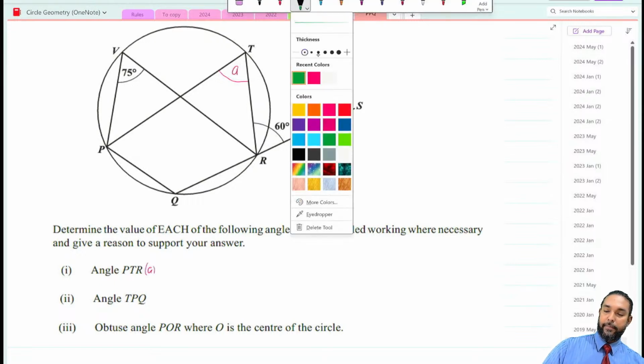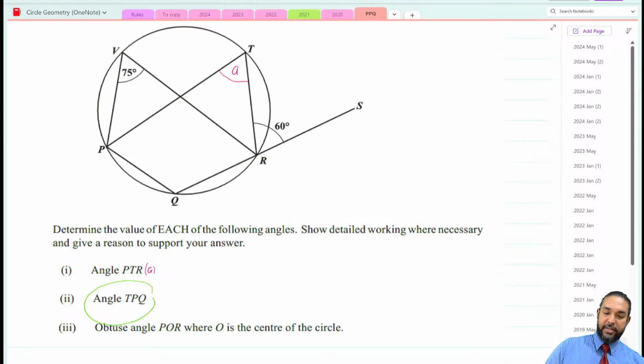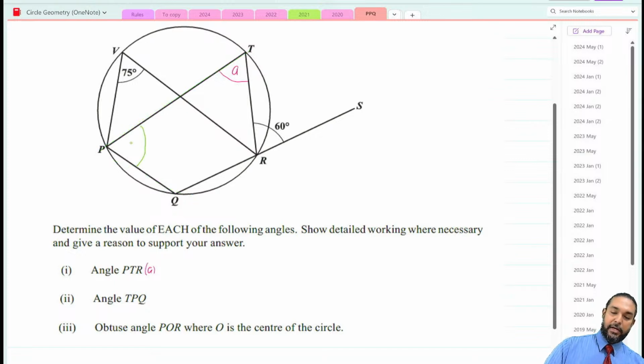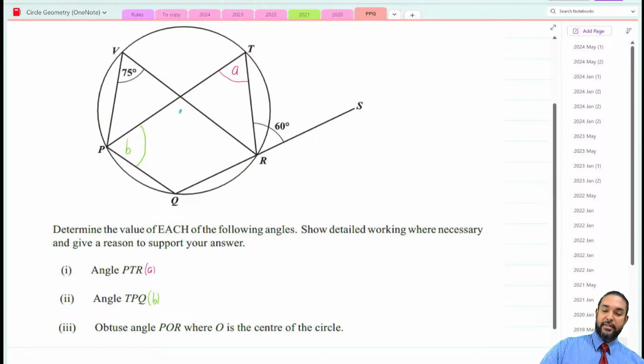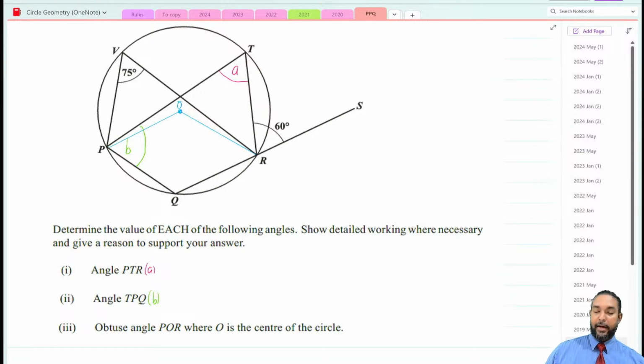Everybody's scrappy writing below there. Let's put this in a slightly brighter color. TPQ is this whole angle here. Let's call that angle B. And the obtuse angle POR, where O is the center of the circle. So we had to draw a center of the circle, O, and draw a line from P to O, and then from O to R. The obtuse angle is this angle here. I didn't put any marks, sorry, but most likely they would each have been 2 marks.